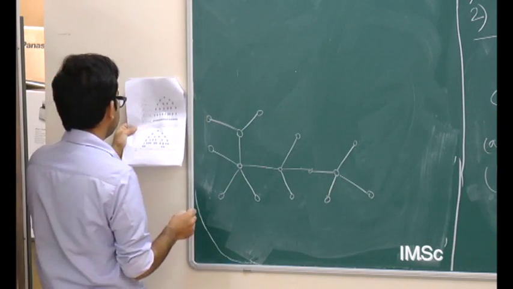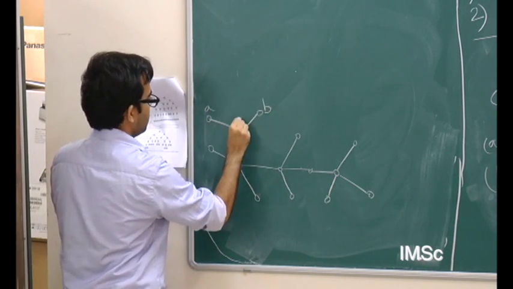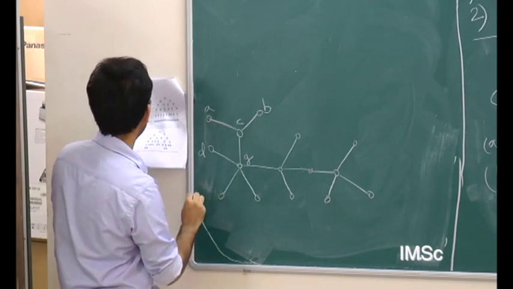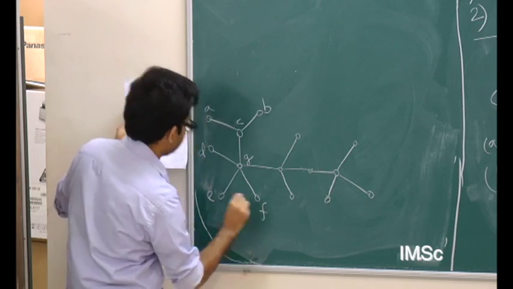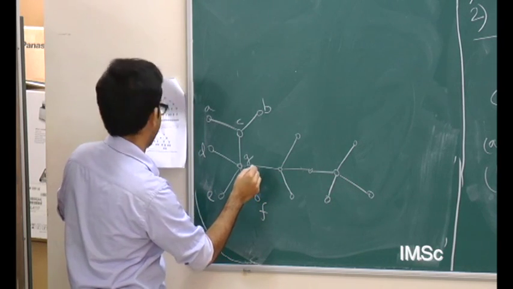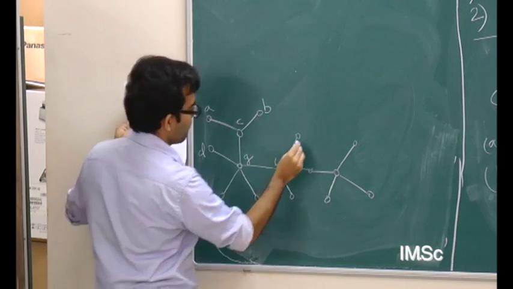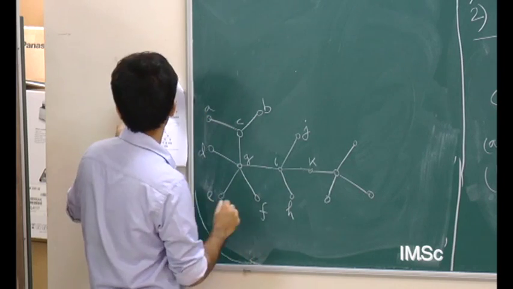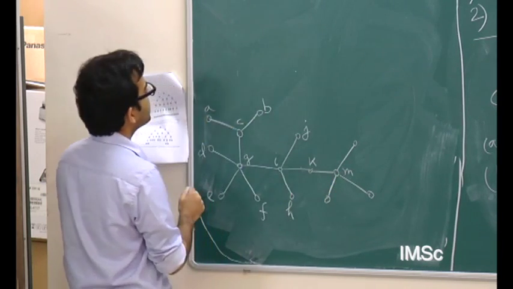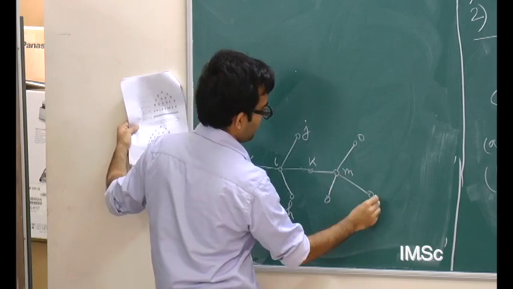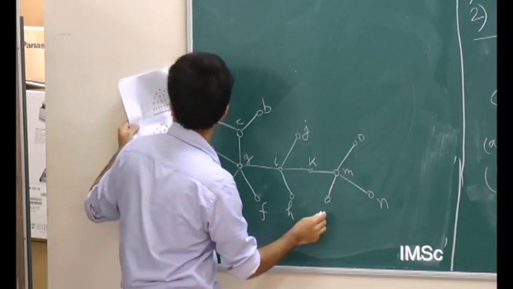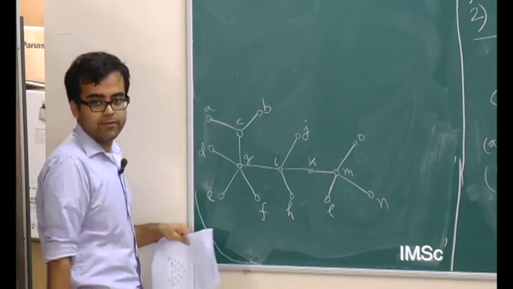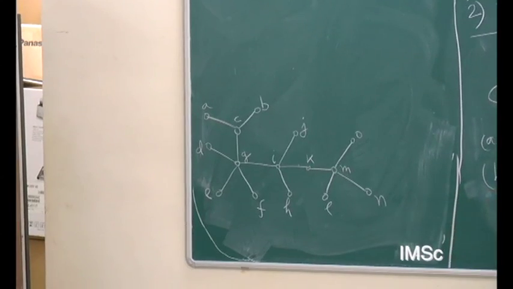Now let us just name them. This is A, B, C, D, G, E, F, I, J, H, K. So, this is the base level tree and this is how the top tree is going to look like.